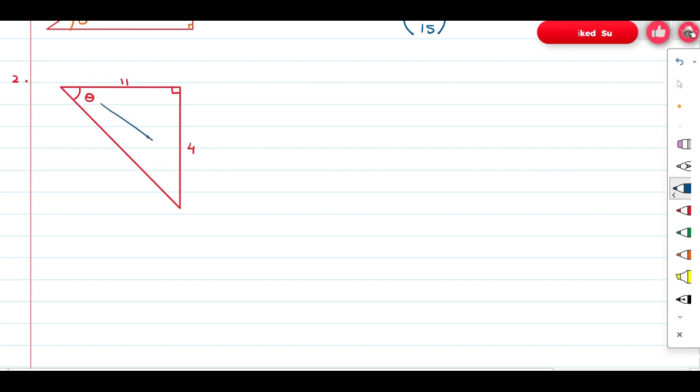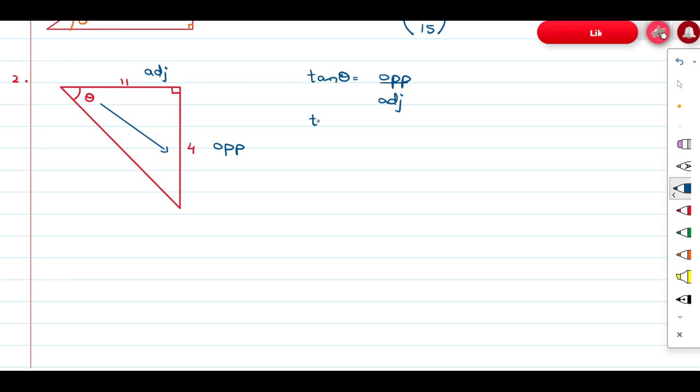The angle front side is always the opposite side and the other straight side is the adjacent side. The inclined one is the hypotenuse. So which trigonometric ratio involves opposite and adjacent? Tangent involves opposite and adjacent. Tangent theta is always equal to opposite over adjacent.